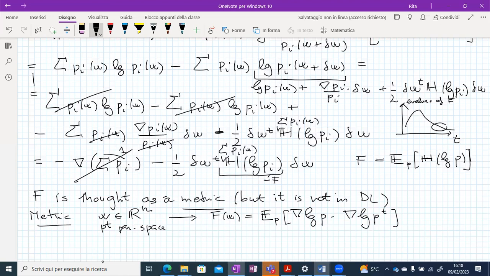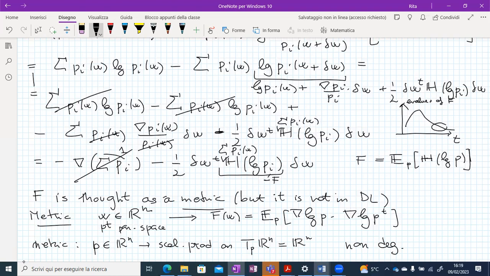So you can think of the metric as associating, to a point P in Rn, a scalar product on the tangent space in Rn, which in our case is Rn itself. Here the tangent space is flat, and that's what people do. But you want this product to be non-degenerate. That is very important, because you want to be able to compute the distance.